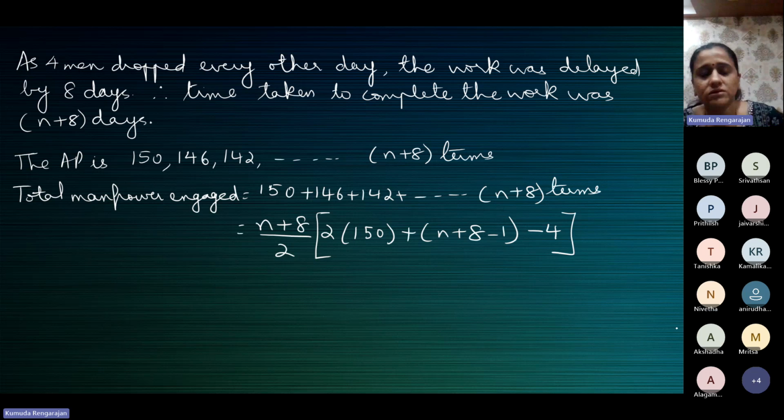So here, on the first day, 150 workers turn up. Second day, 146. Third day, 142. 4 keep dropping every day. So how do you find the sum of all these terms? n plus 8 by 2 of 2a, 2 into 150, plus n plus 8 minus 1 into d. Be careful. d is not 4, it's minus 4. Because how do you find d? Second term 146 minus the first term 150. So minus 4 is the common difference.